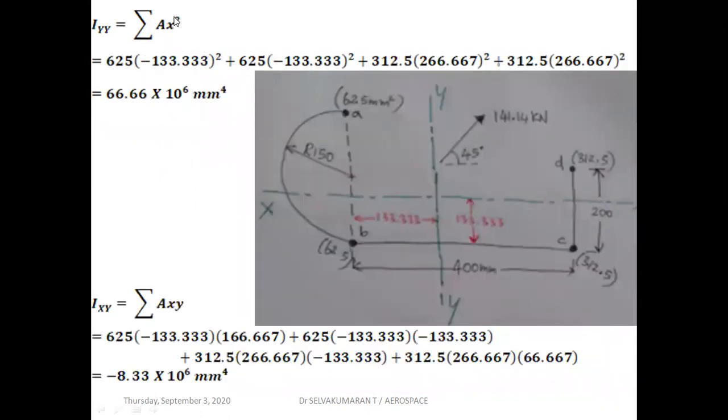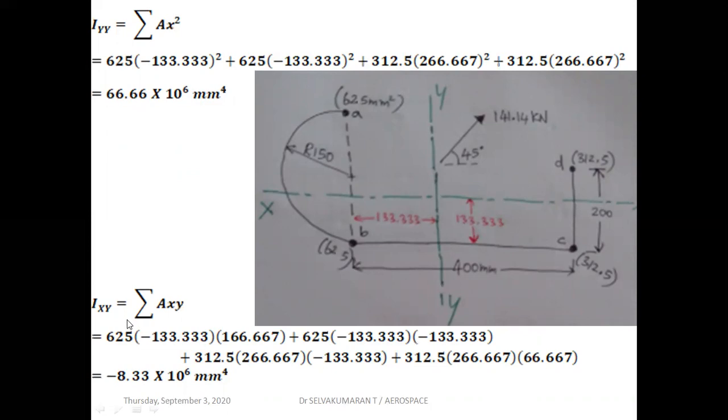Iyy is sigma a x square. X is the horizontal distance of the respective stringer from the y axis. So it's stringer A area into x square, stringer B area into x square, plus stringer C area into x square, plus stringer D area into x square. The x value becomes negative when it is on the left side of the y axis and positive when it is on the right side. When you simplify, you get 66.66 into 10 power 6 mm power 4.